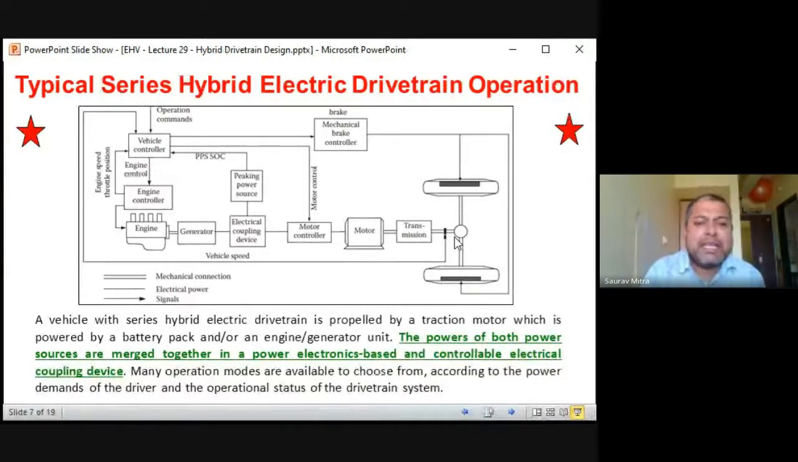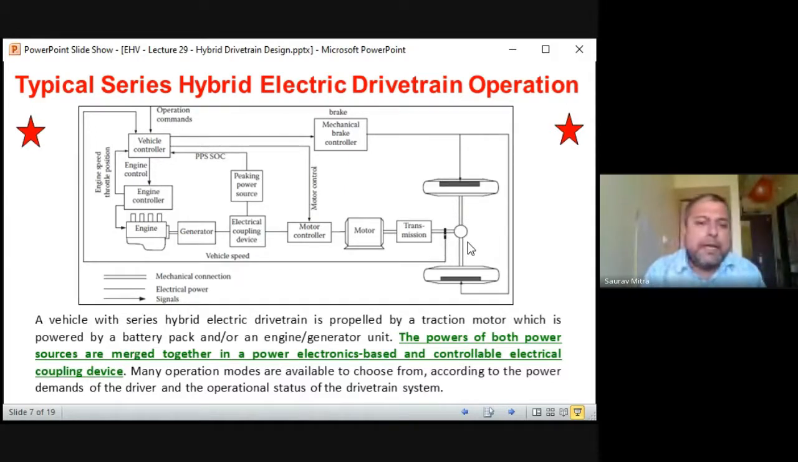You have to mainly classify your answer into three parts. What are the mechanical connections? What are the mechanical things here? Engine to generator is a mechanical connection. Motor to transmission to the actual drivetrain power is another mechanical transmission. Here there is a differential, so the axle to differential and to both the wheels is also a mechanical connection. So this is the first type.